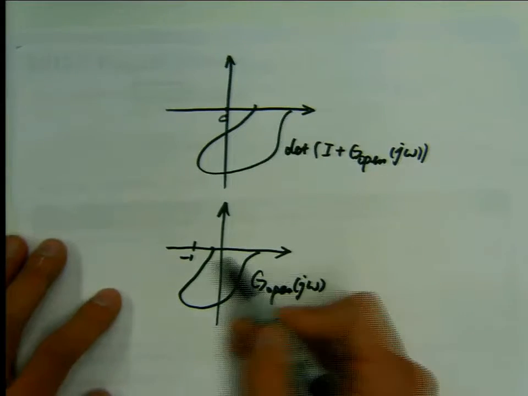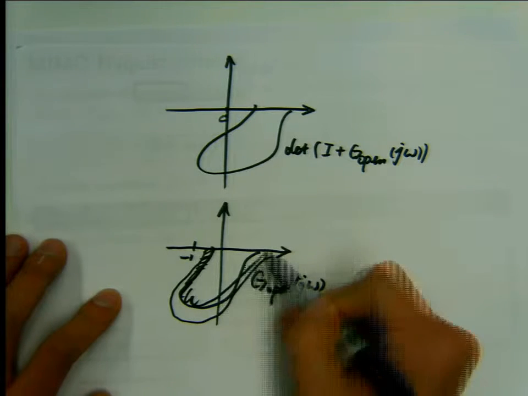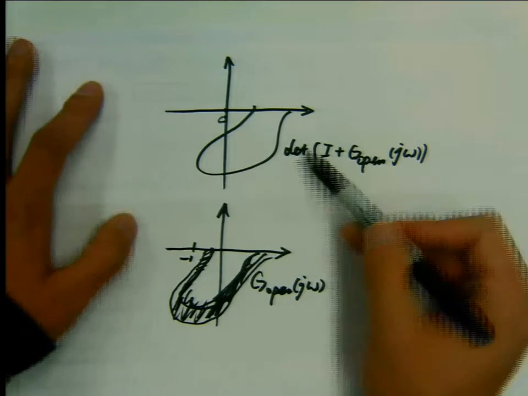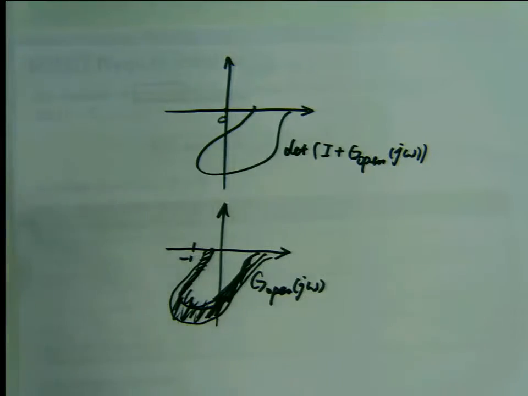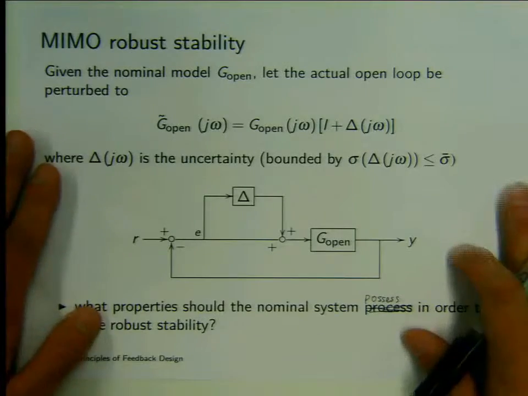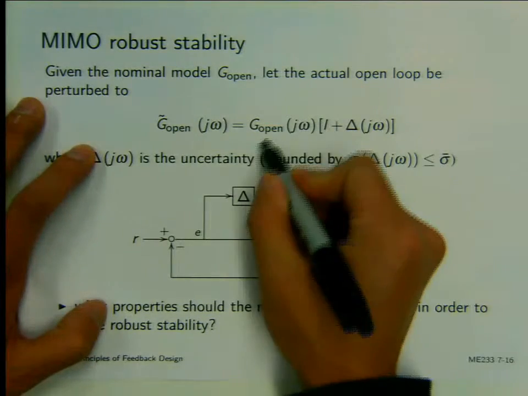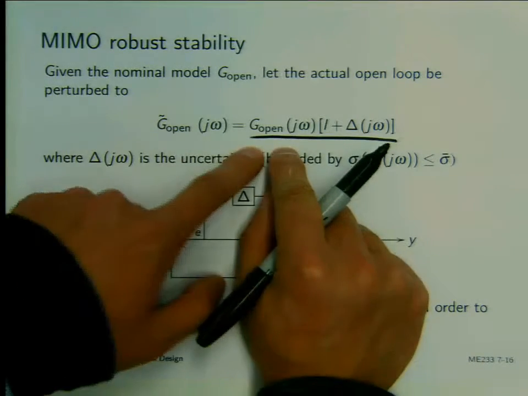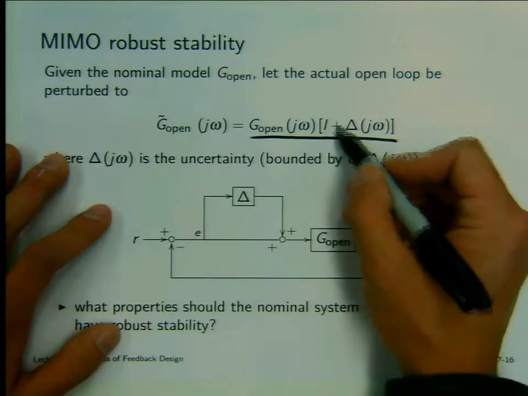Now similarly, we have analyzed for SISO systems when there are perturbations to this nominal Nyquist plot. What will be the case for the multiple input, multiple output? If I have perturbations to here, what will be the situation for this case? So that's the topic on this slide, the robust stability condition for multiple input, multiple output system. Okay, so the setup is roughly the same. I have now the perturbed open loop frequency response expressed in this G open times I plus delta.